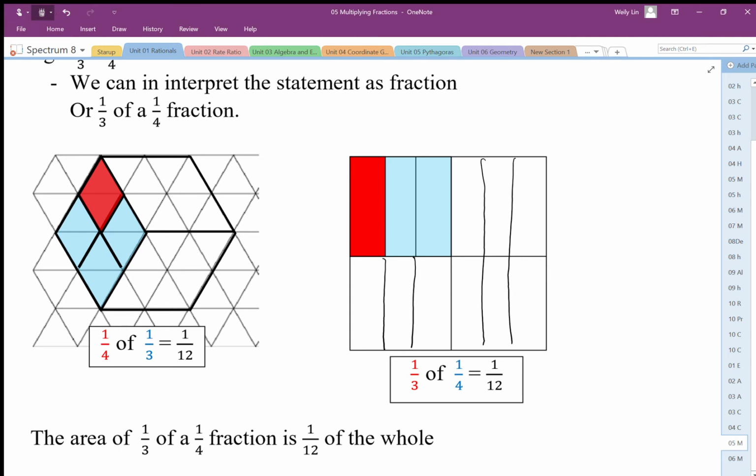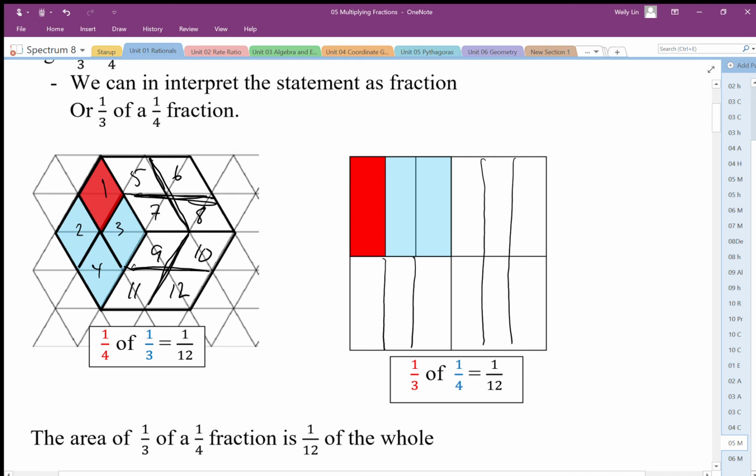Again, I want to see what fraction of the whole this is. Well, if I chop up the rest of that, 2 triangles make up one of those pieces. So I have 4 there. If I slice it up like this, I can count all 12 pieces. So there's my 1 piece, 2, 3, 4, 5, 6, 7, 8, 9, 10, 11, 12. So this represents 1/12 of the whole piece here. So 1/4 of a 1/3 fraction is 1/12.